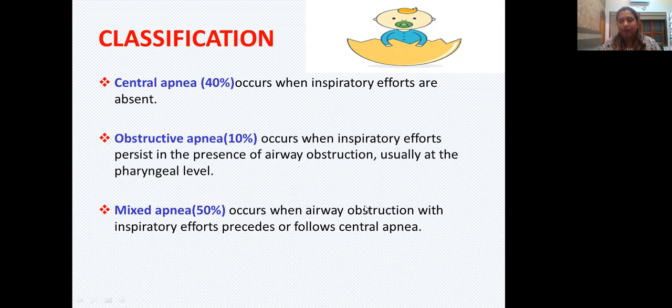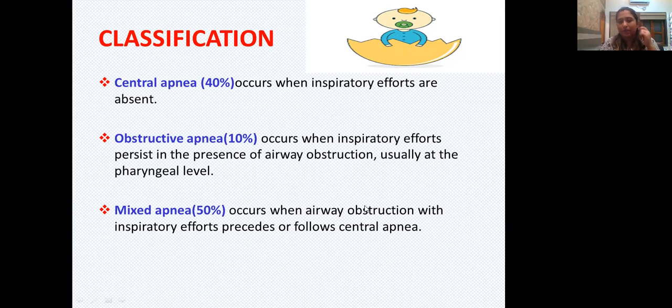Obstructive apnea occurs when the baby is having inspiratory efforts. So the CNS is fine. It is giving the signal for respiratory muscles and everything to inspire. But in spite of those inspiratory efforts, there is some sort of airway obstruction, usually at the pharyngeal level, as a result of which the baby is not able to complete the breathing. As a result of which it is known as obstructive apnea. This is seen only in 10% of cases and is the least common type.